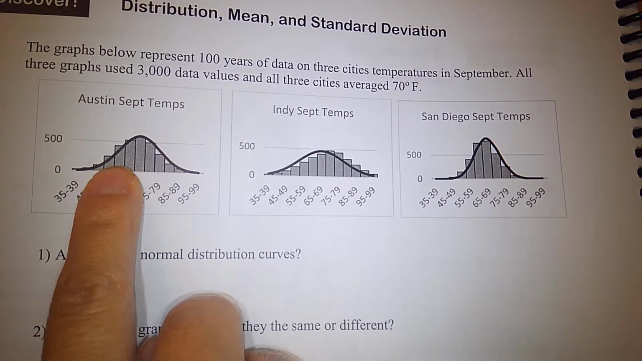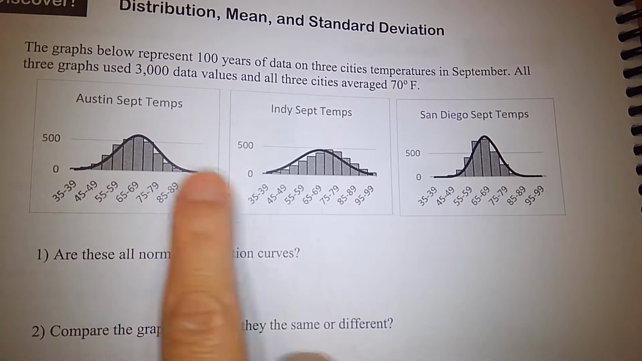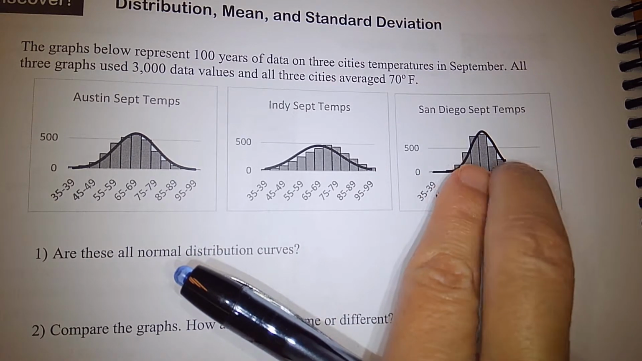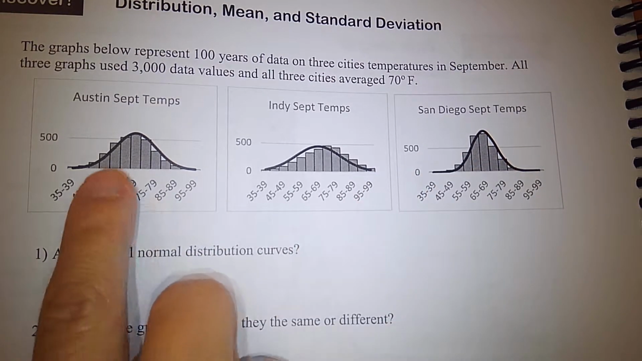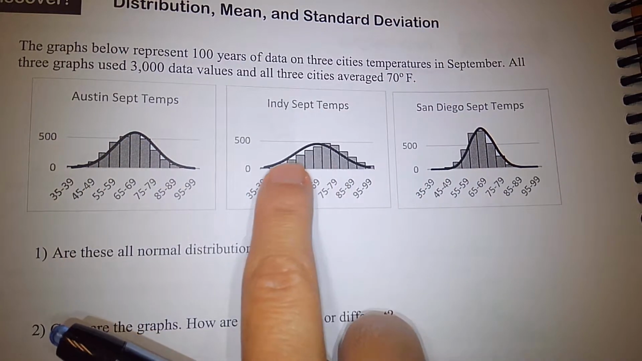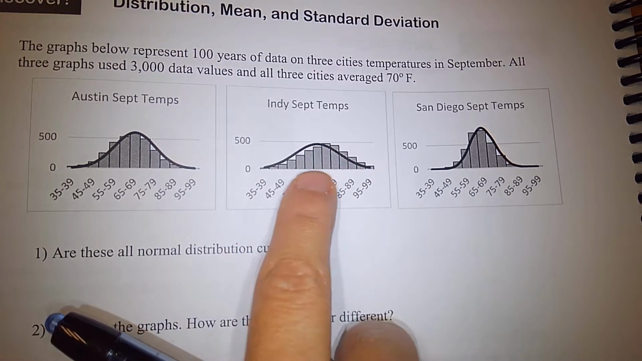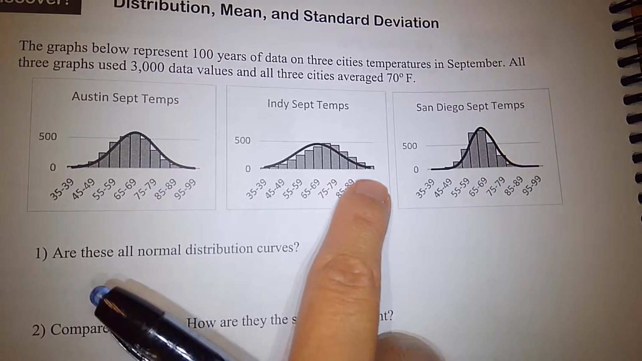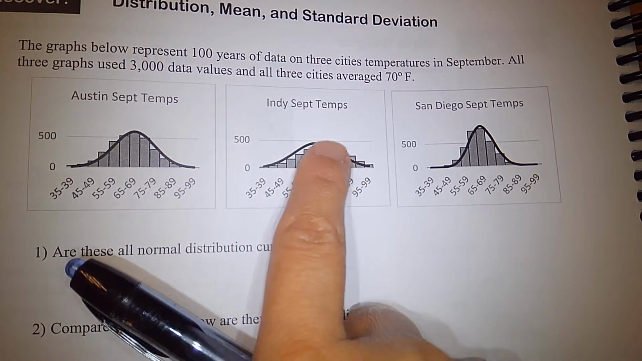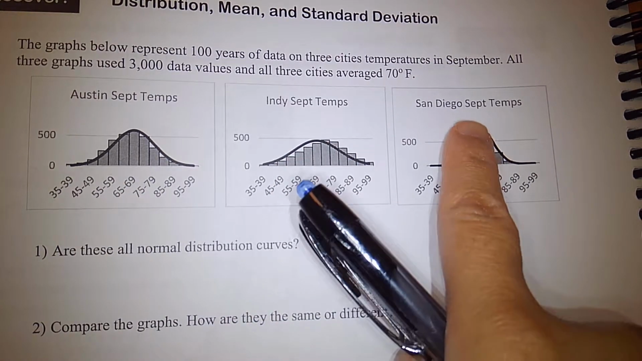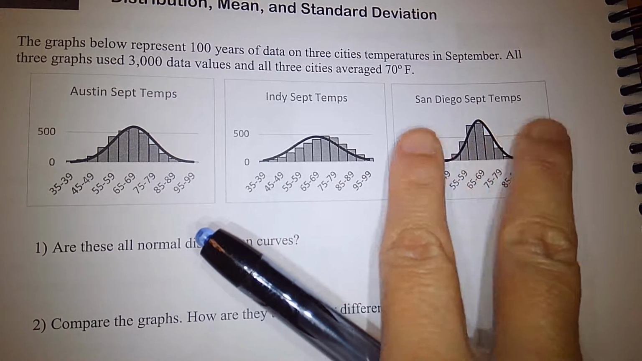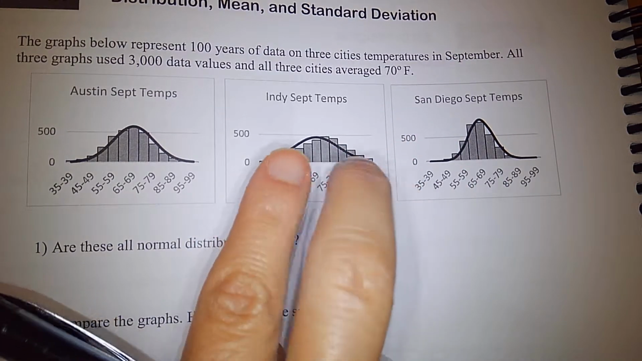But you can tell that they don't spread out the same, right? For San Diego, temperatures are more clustered in the middle. Austin is kind of in between San Diego and Indy. For Indy, the September temperature is more spread out. That means there are more hot days and some colder days. San Diego is mostly in between, more clustered in the middle, while Indy is more spread out.